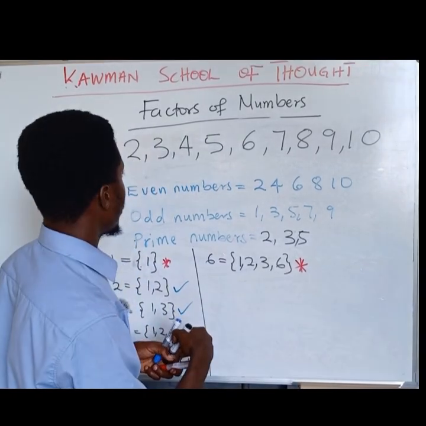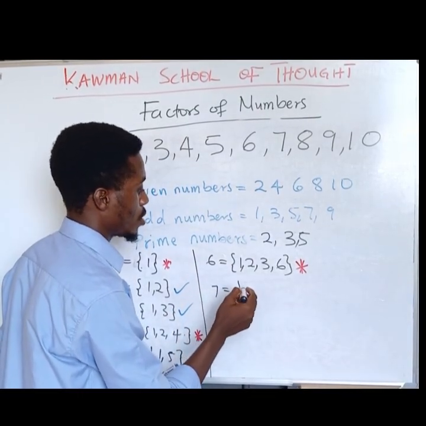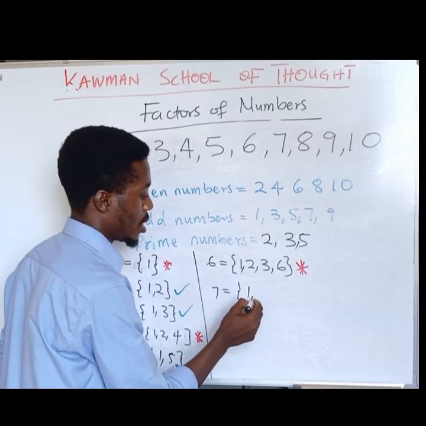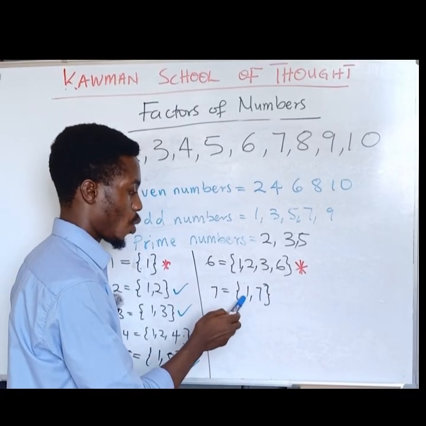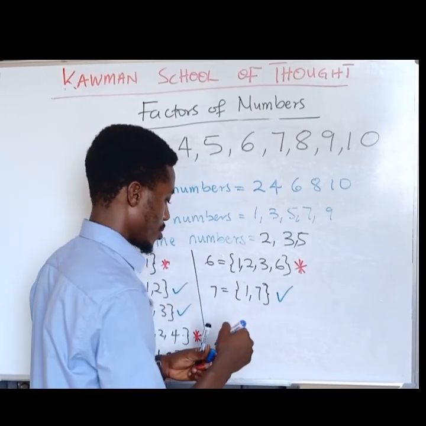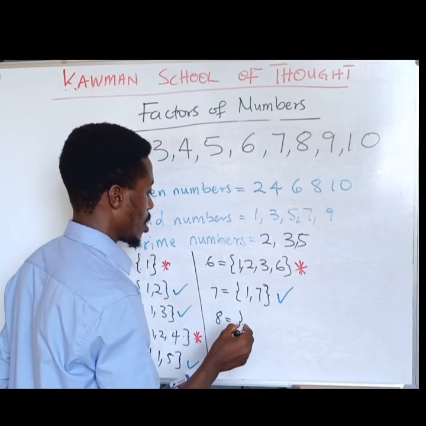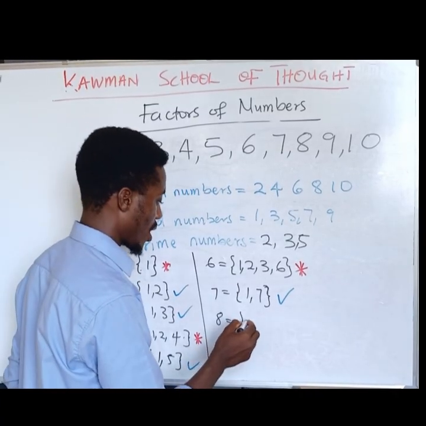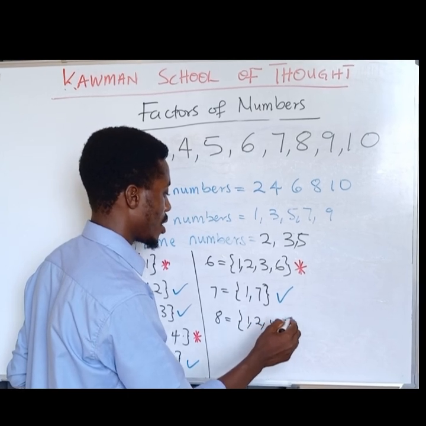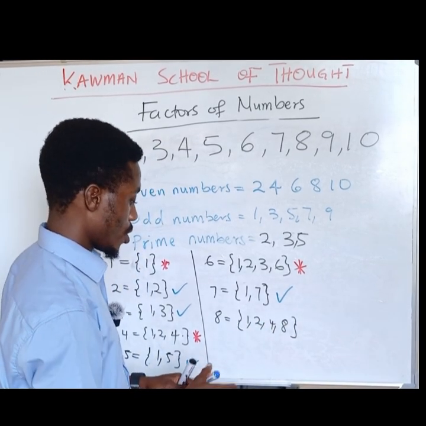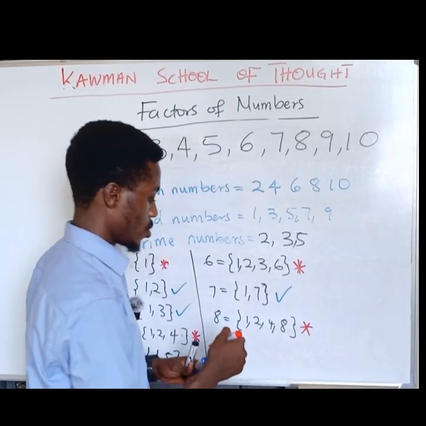Our next number we are looking at is 7. What are the factors of 7? 1 and 7. Therefore, it's a prime number because it has only 2 factors, 1 and 7. So this is a prime number. The next number on the list is 8. How many factors do we have in 8? 1 can divide 8, 2 can divide 8, 4 can divide 8, and 8 will divide itself. Alright, so this is not prime because it has more than 2 factors. So 8 is not prime.